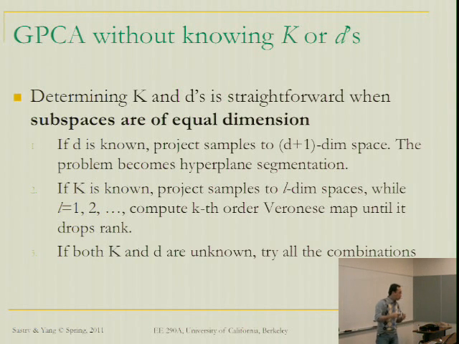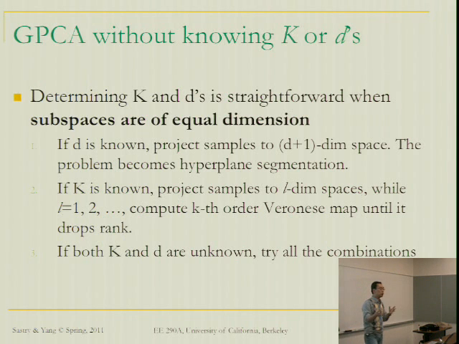Now, if both K and D are unknown, you have no choice but to try all the combinations. You start with L equal to 1, and you try K equal to 2, 3, 4, 5. And then you start with L equal to 2, and then you try K equal to 2, 3, 4, 5. At least you have a certain range you want to try. For example, K cannot blow up to 100 or 200 subspaces.